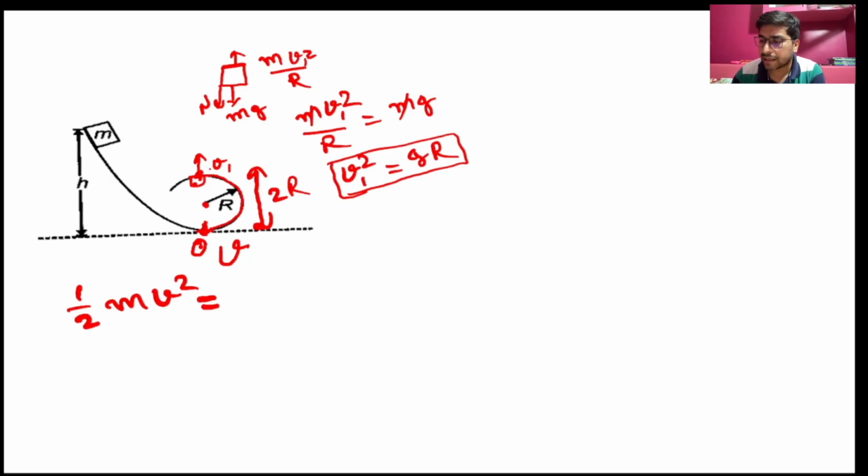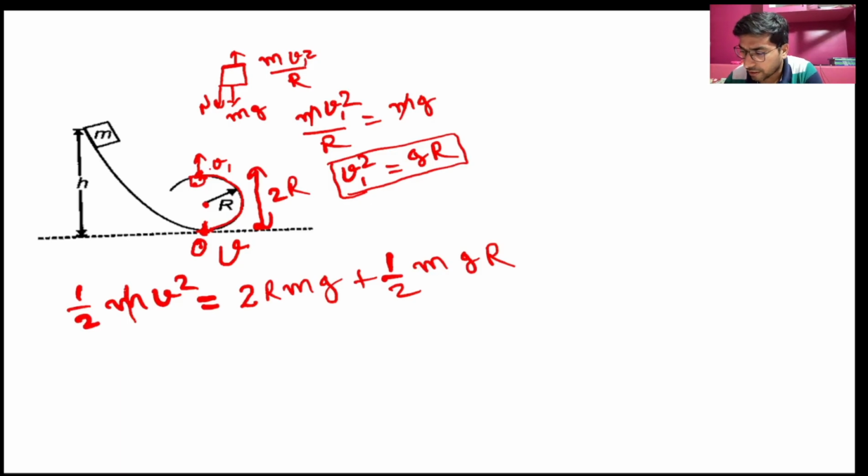So the change in potential energy will be 2r m into g. Plus at this point the kinetic energy will be half into m into v1 square, which is g into r, because at this point v1 square is gr. So from here we can cancel out m, right? So we will get what?